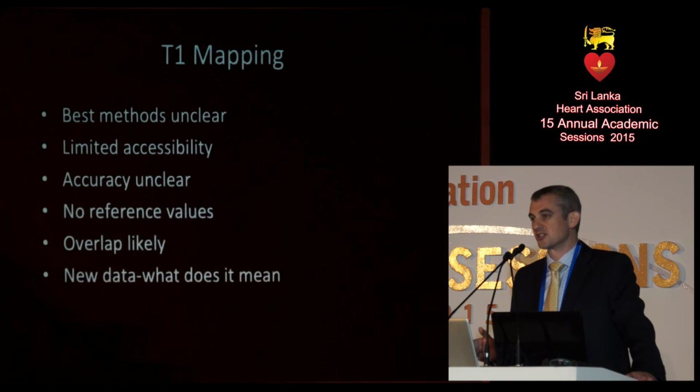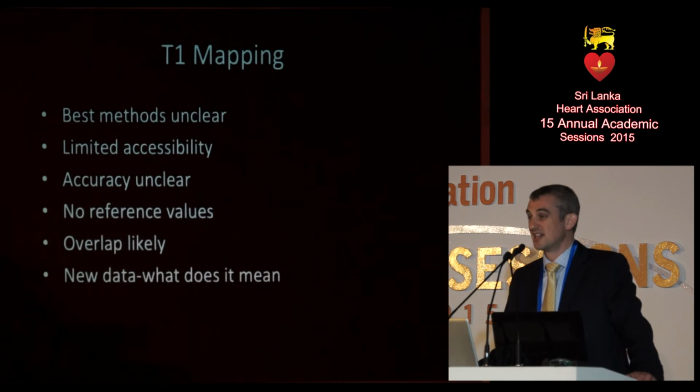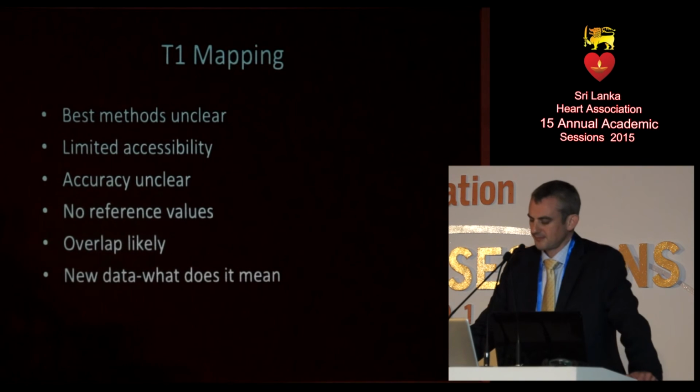So the normal ranges will vary depending on how you acquire the data, what sort of scanner you're using, and so forth. So you have to spend a period of time, first of all, working out what a normal T1 value in your scanner will be. So for that reason, there's no reference values.